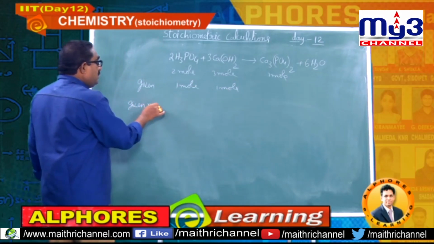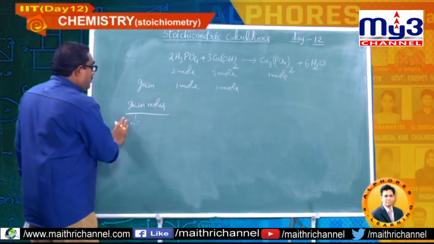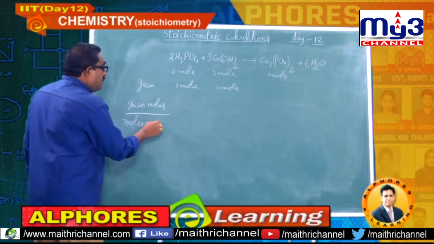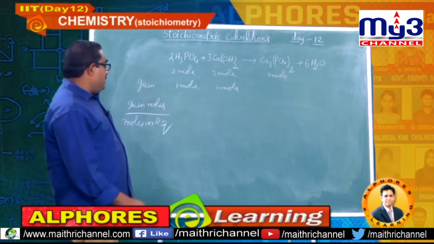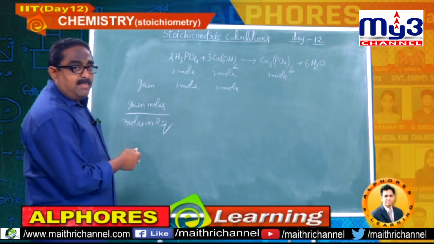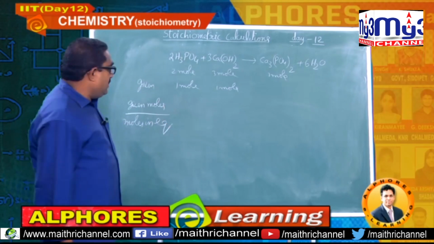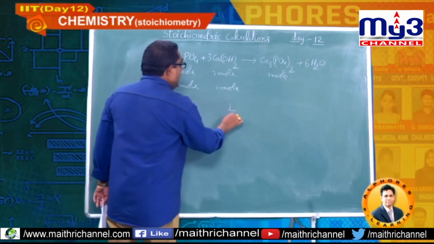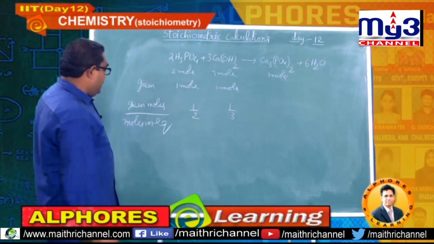The technique is, first of all, take the ratio of given moles by moles in the equation. Write it down, students, clearly. Given moles divided by moles in the equation, it means the balanced chemical equation. Okay, I am doing that: 1 by 2, 1 by 3.